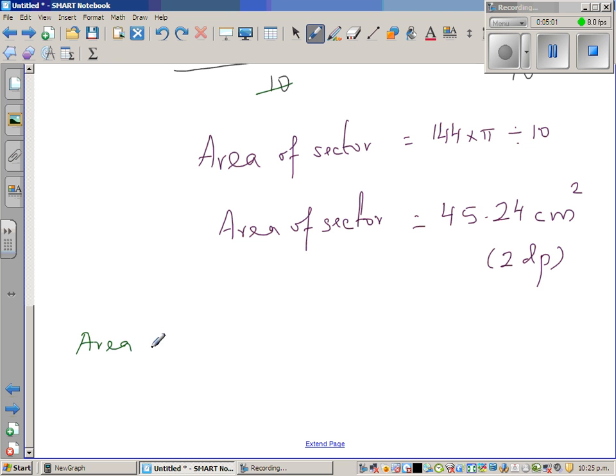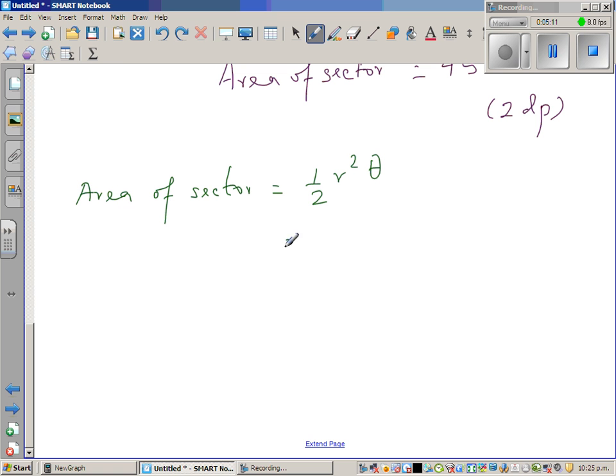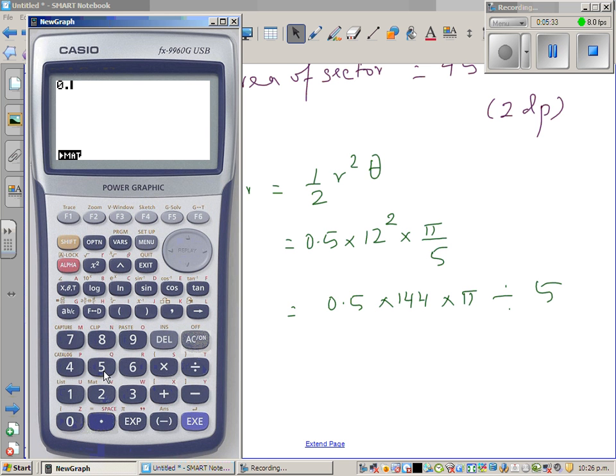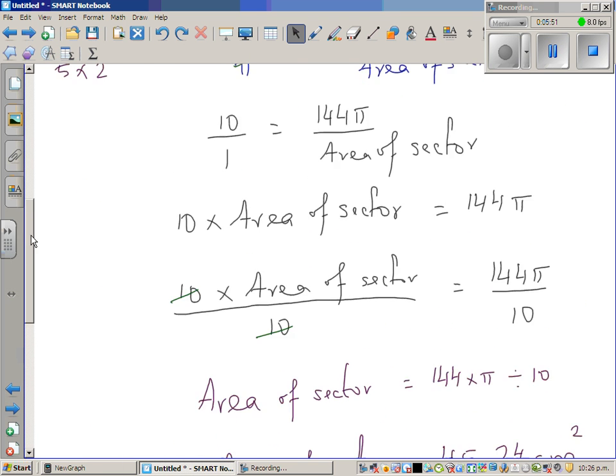Now, those who like to remember formulas, there's a formula. The area of a sector when dealing with radians, I did a video on this, is half r squared theta. The theta should be in radians. So it is 0.5 times 12 squared times pi by 5, which is 0.5 times 144 times pi divided by 5. Using a calculator, that is 45.24. That's what we got. This is using the formula, and I have also shown how to do it using proportional thinking.